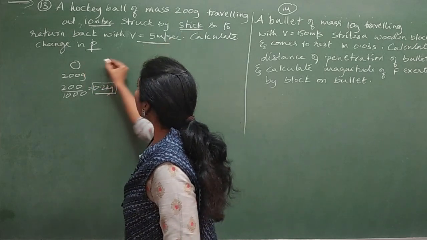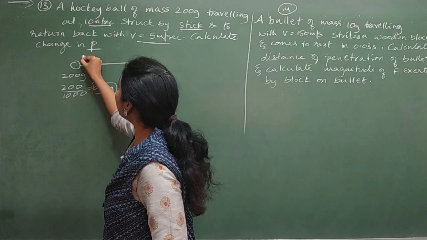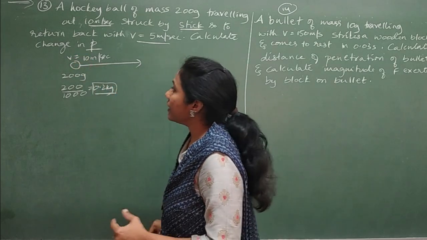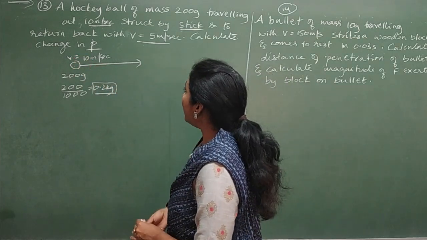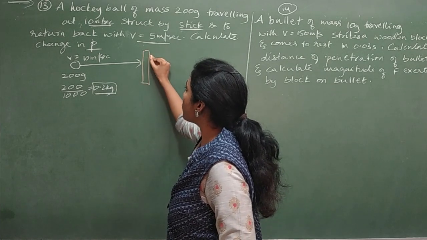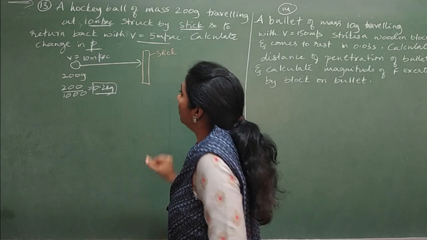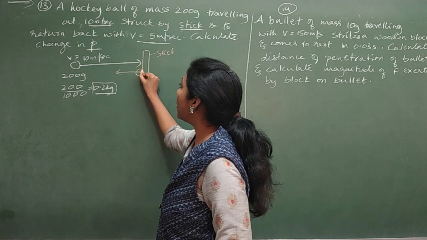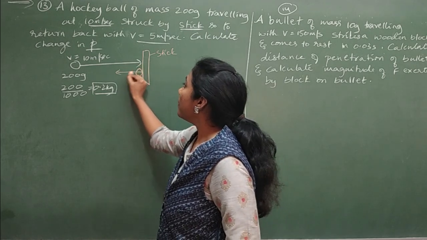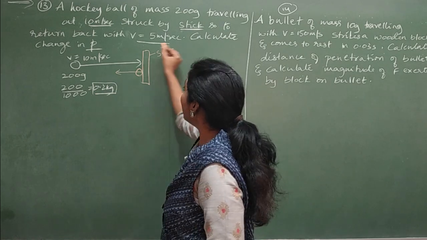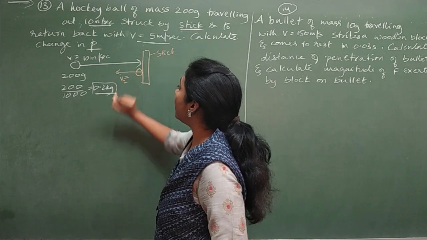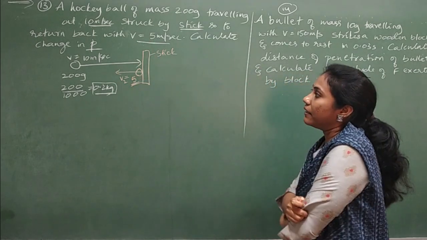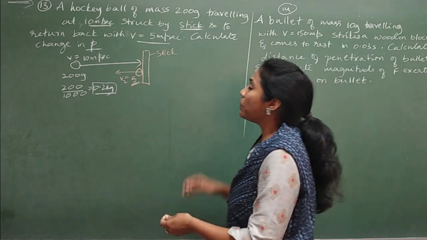And this was traveling with a speed of 10 meter per second. So the velocity of the ball is 10 meter per second. Suddenly it got struck by the hockey stick, and the ball started moving back. The velocity of the ball when it was moving back is 5 meter per second. So what is the change in momentum they are asking?